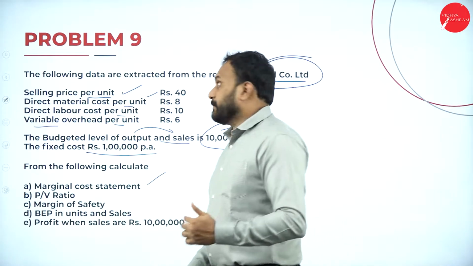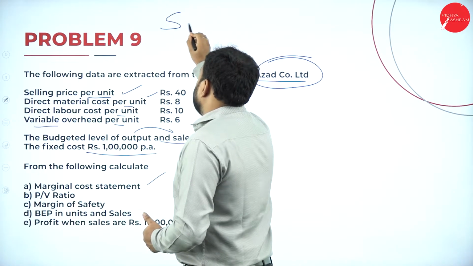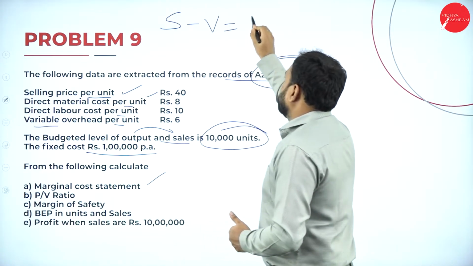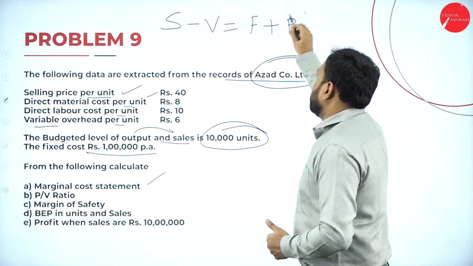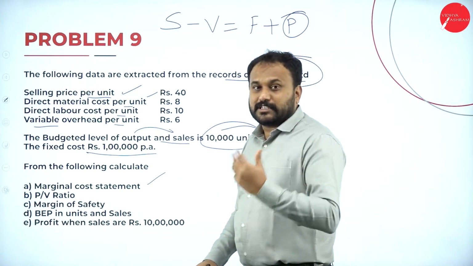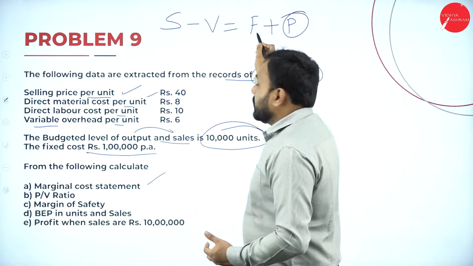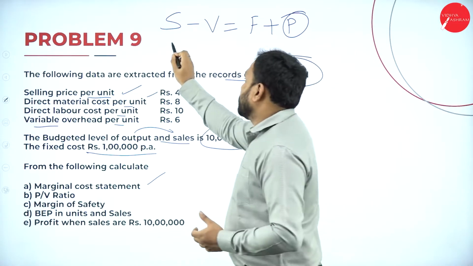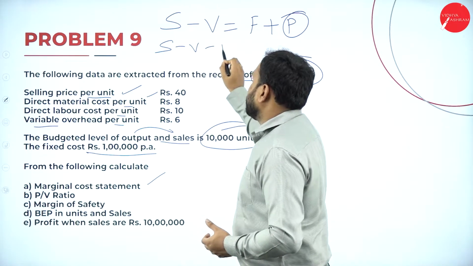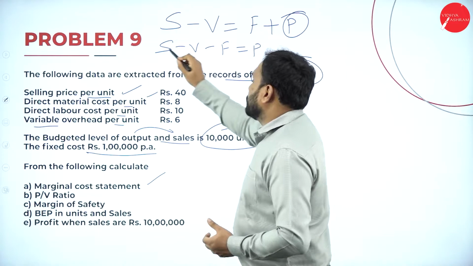So I told you about the statement. What exactly we are supposed to do? Sales minus variable cost is equal to fixed plus profit. This profit only we are supposed to find. That is what the statement is. So this fixed cost will come here. So the thing is S minus V minus F is equal to P. So this is the format.